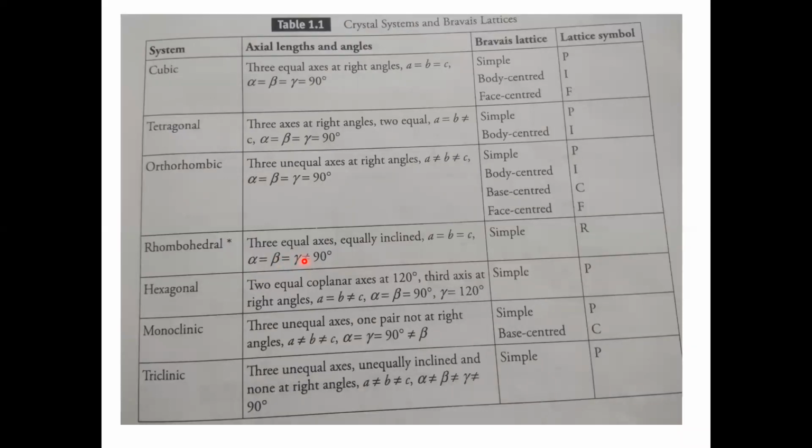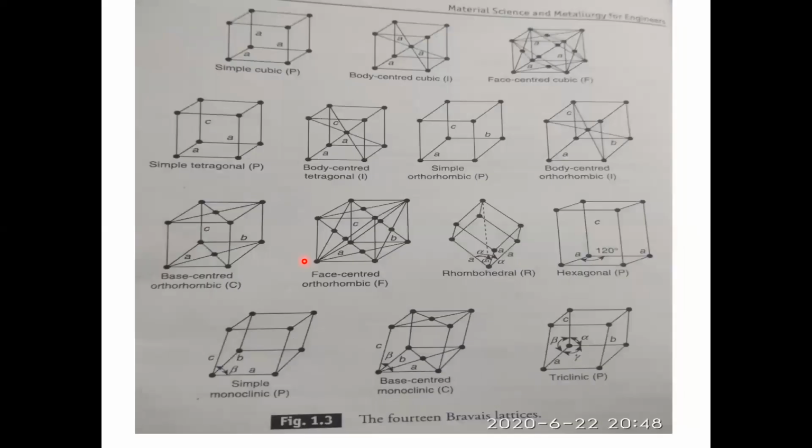That means, for example, alpha is 88 degree, beta is 82 degree, and gamma is 80 degree. So these three angles are different, but none is equal to 90 degree. That is rhombohedral. So that is called a rhombohedral. It has only one type, that is simple rhombohedral. So this is the simple rhombohedral crystal system.